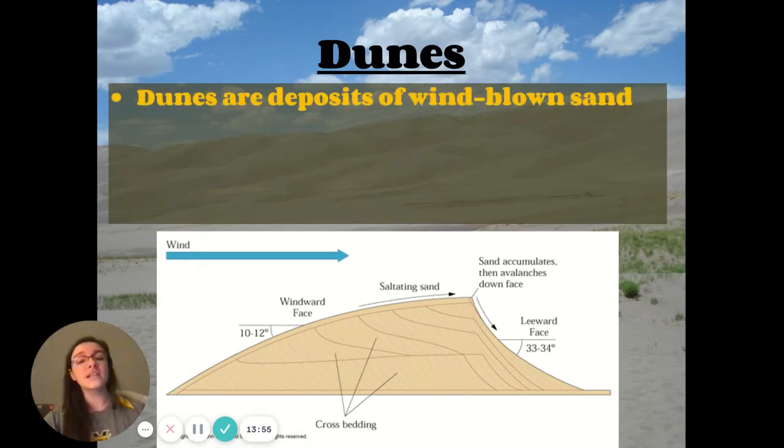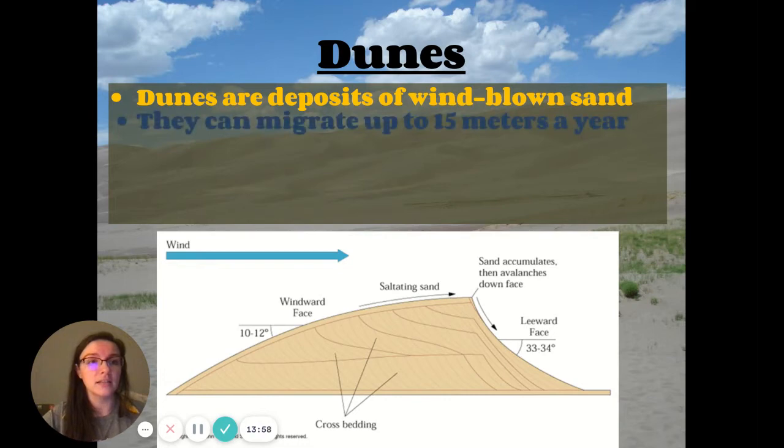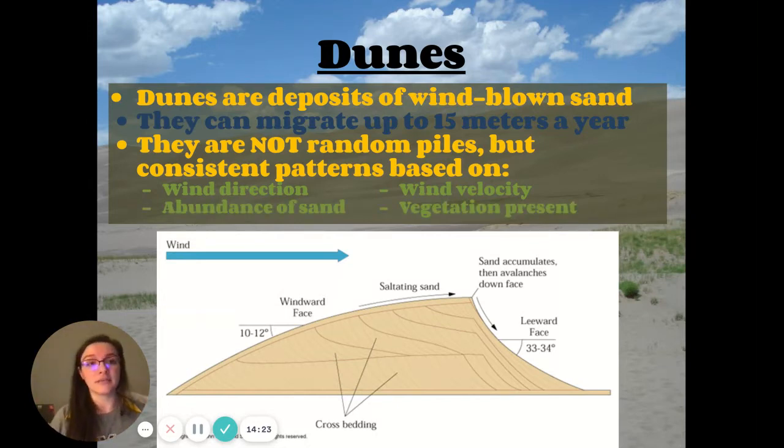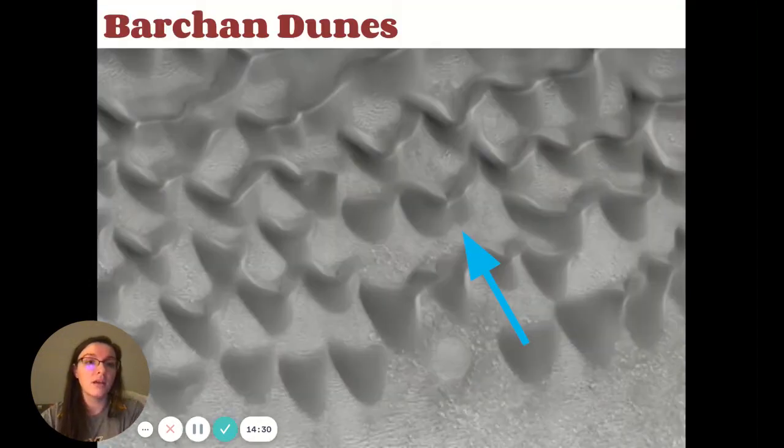These are wind-blown piles of sand, and they move. Sand dunes can migrate up to 15 meters a year. That's like 45, 50 feet. They move in a year. They are not random piles, but in fact, they are pretty consistent, and they are based on the wind direction, which way the wind is blowing consistently, the wind velocity, the abundance of sand, and the kind of vegetation present. So there are 5 main kinds of dunes to be familiar with.